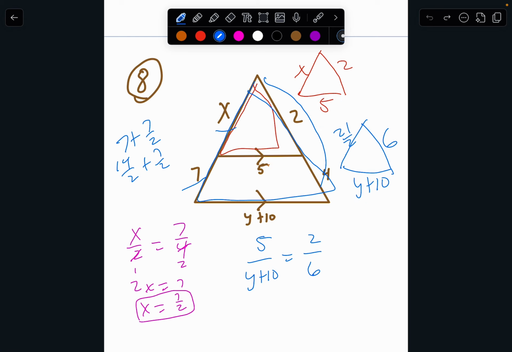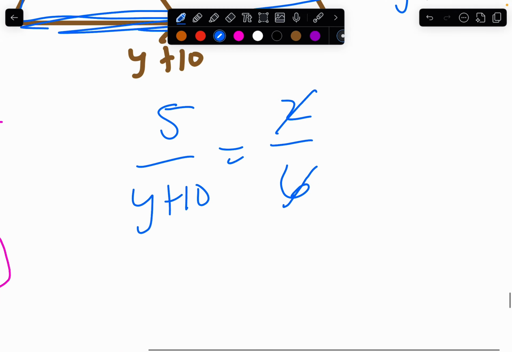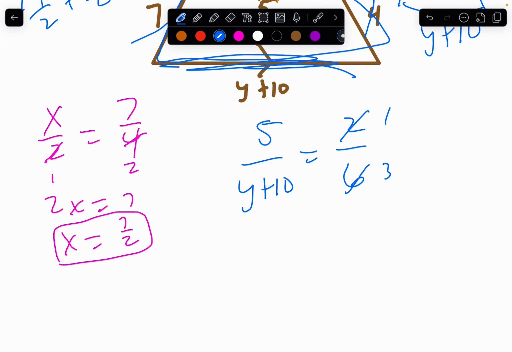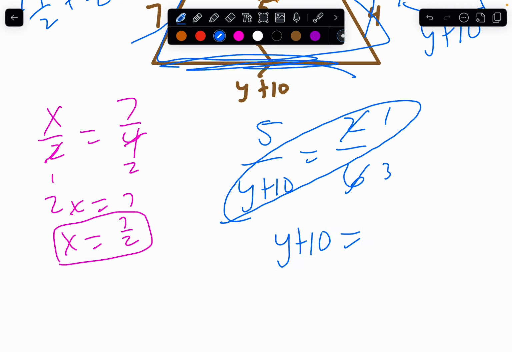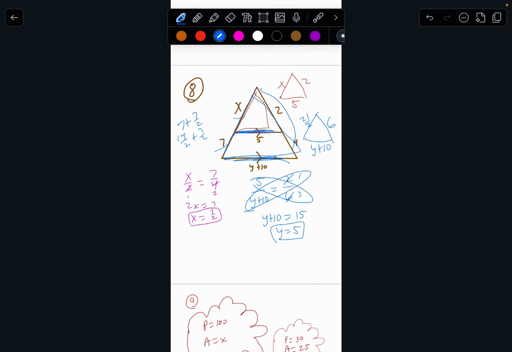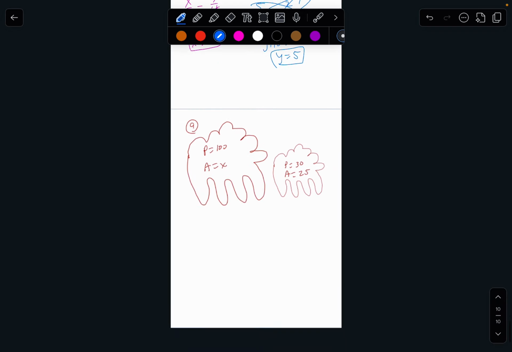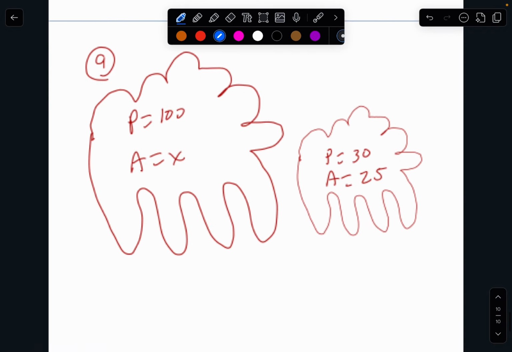If you're using the actual parallel lines, you have to focus on the triangles. Now we reduce. That's 1 to 3. Cross multiply. This would just be y plus 10 times 1 equals 5 times 3. So y equals 5. Nailed it. Parallel line rules. And then another area question to wrap it up.